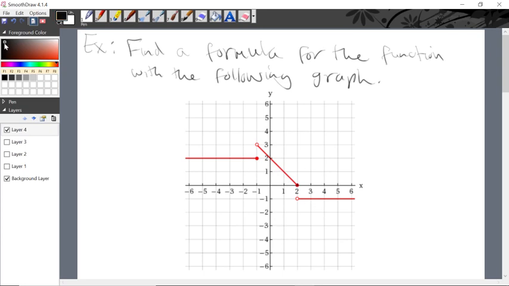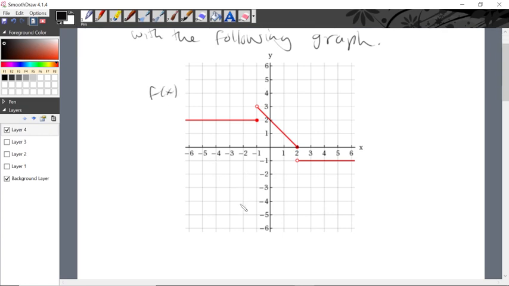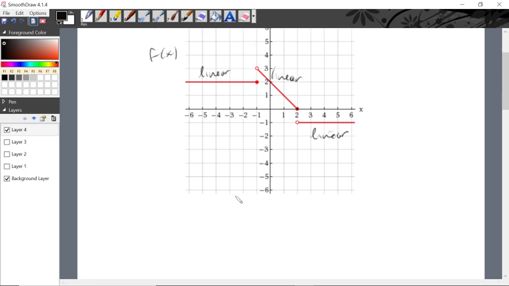Let's give this one a name. I'm going to call this one f of x. So what's the rule? Well, we can see already the families that it belongs to, right? This is linear, this is linear, and this is linear, each of the branches. So we need 3 linear functions.